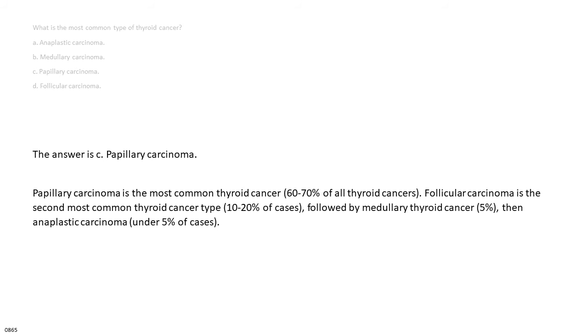The answer is C. Papillary carcinoma. Papillary carcinoma is the most common thyroid cancer, 60 to 70% of all thyroid cancers. Follicular carcinoma is the second most common thyroid cancer type, 10 to 20% of cases, followed by medullary thyroid cancer, 5%, then anaplastic carcinoma, under 5% of cases.